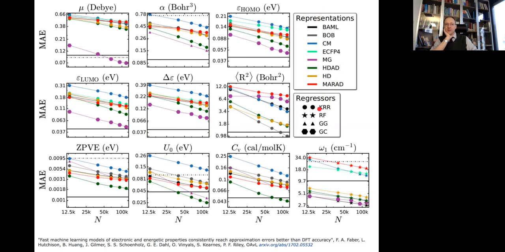And you see that for each and every property, there's at least one model which really comes close to DFT chemical accuracy, which is shown here in black. And for each property, the DFT accuracy, which is shown here in dash, is surpassed by at least one model. So this was the important thing.